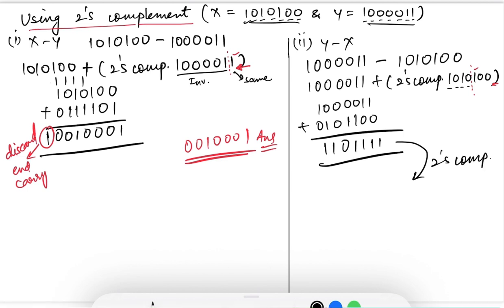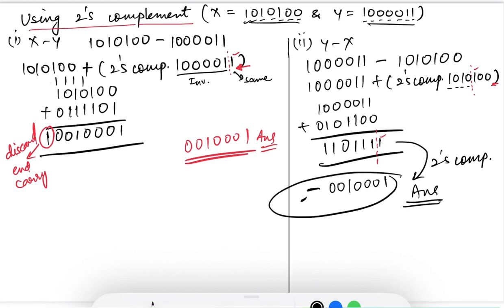Take its 2's complement, then you will get a result which looks familiar to you. 2's complement again: first one encountered, draw a line. 00100 and 1 with a negative sign. Now you need to put a negative sign in front of the result. So this is your final answer, same as this with a negative sign.